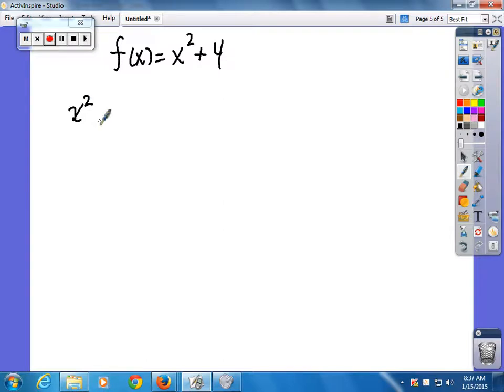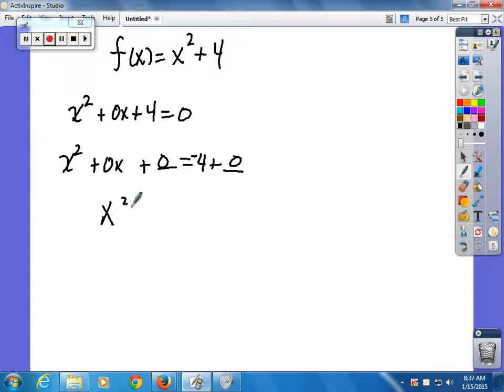x squared plus 0x plus 4 is equal to 0. x squared plus 0x plus blank is equal to negative 4 plus blank. Half of 0 is 0. 0 squared is 0. So we get x squared is equal to negative 4. So we know that can't happen. Why can this not happen? Because you can't take the square root of a negative.